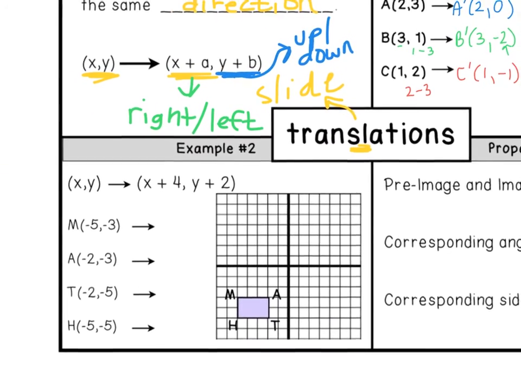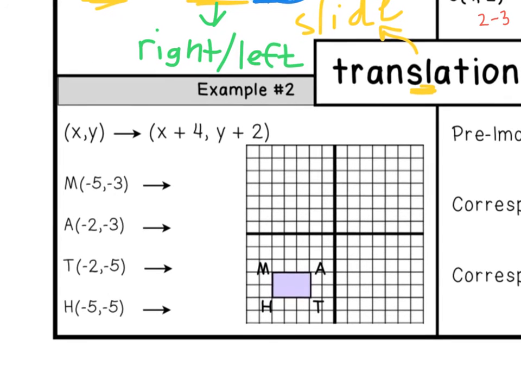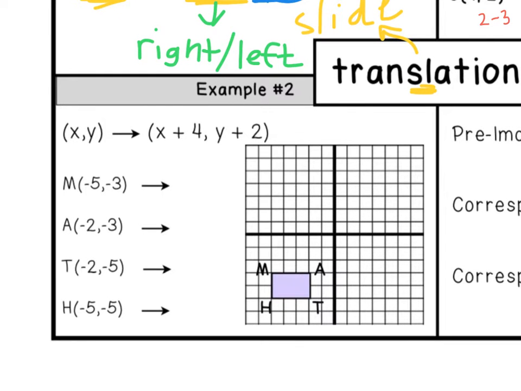All right, let's take a look at example 2. Okay, so for example 2, our x value, we're going to add 4 to our x value. So adding 4 to our x value means we're going to go 4 units to the right. And on the y, we're adding 2. So that means we're going to go 2 units up. So we're going to go 4 to the right and 2 units up.